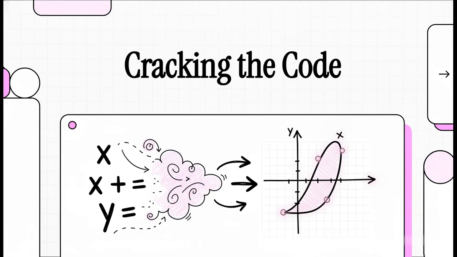Today, we're going to crack a code. Seriously, we're going to take all those abstract numbers and letters you see in algebra and show you that they're actually a hidden blueprint for a picture.